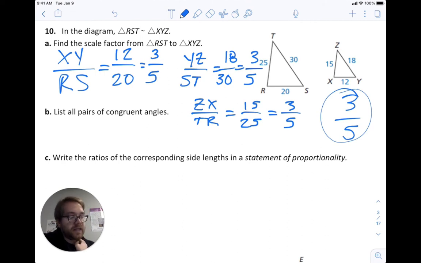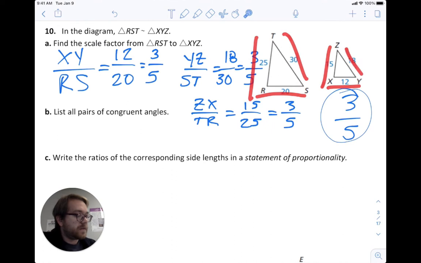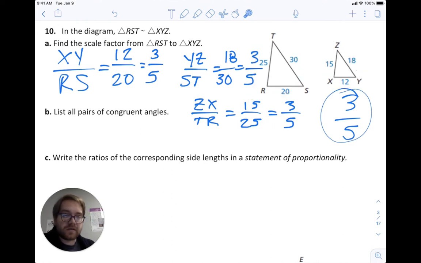All right, let's look at B. It says list all the pairs of congruent angles. So if you already know which sides are corresponding to which, it makes it a little easier to find the corresponding angles, right? So if we know XY is corresponding to RS, then I know R is going to correspond to X here. So if these are similar figures, then angle R is going to be congruent to angle X. Okay.